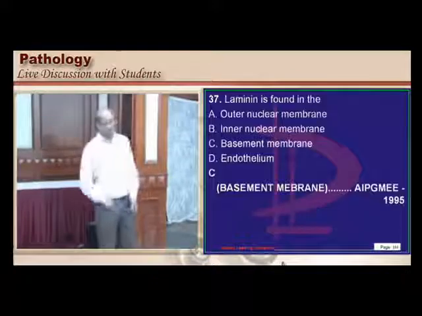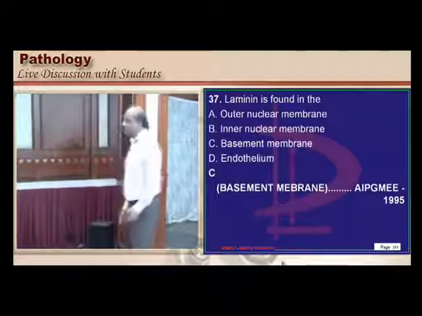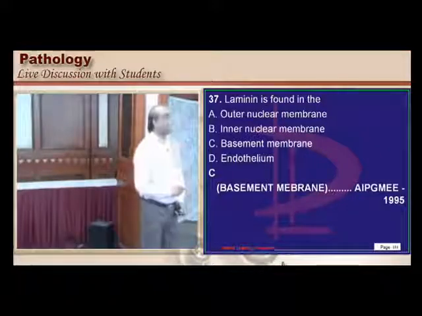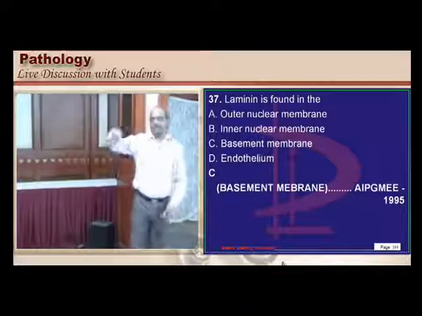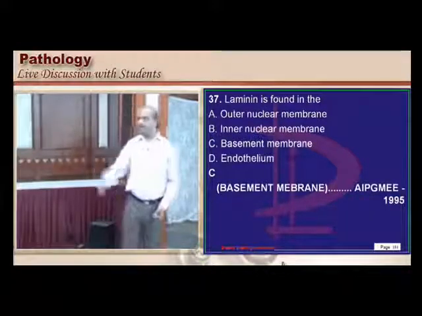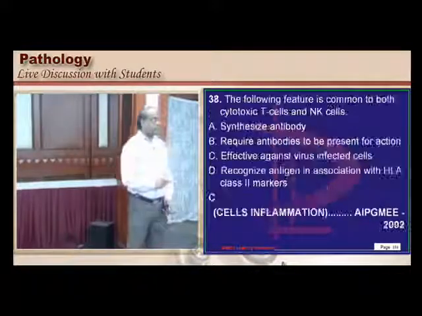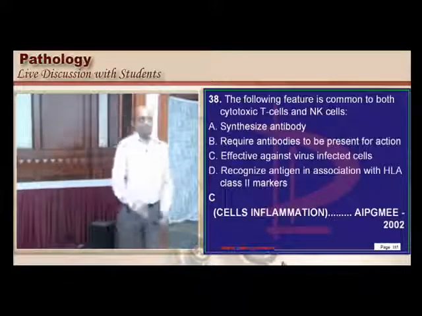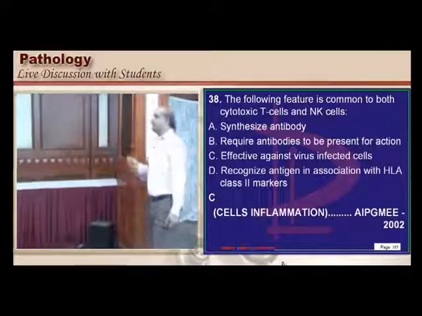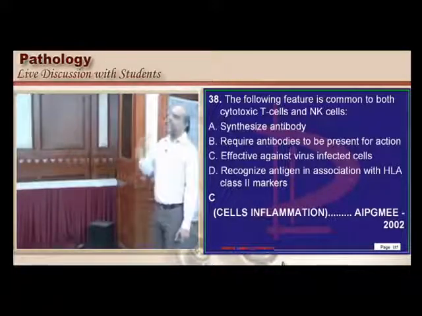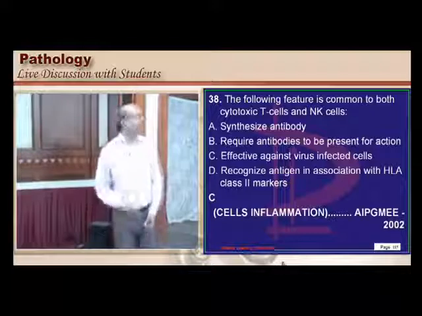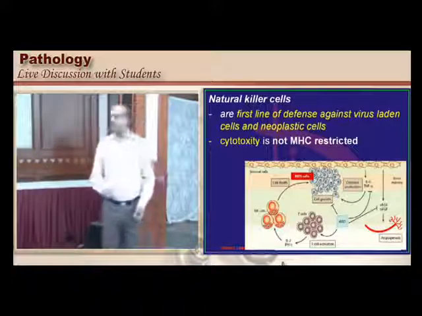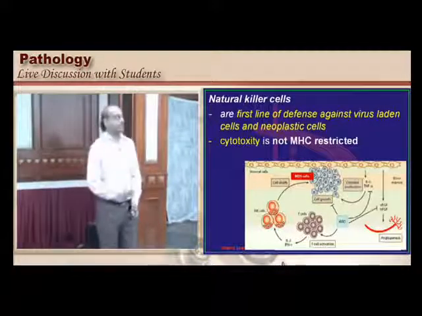Now let us go to the next question. Where do we find laminin? As already we discussed, it is in the basement membrane where we find the laminin, and that forms a very integral component. Now what is special about natural killer cells and cytotoxic T cells? The function of both of them is they both are antiviral in nature.